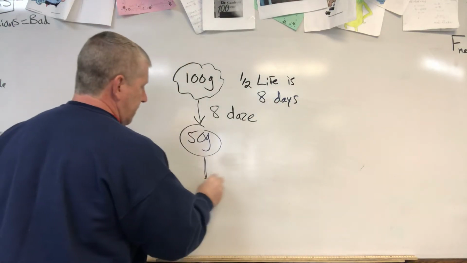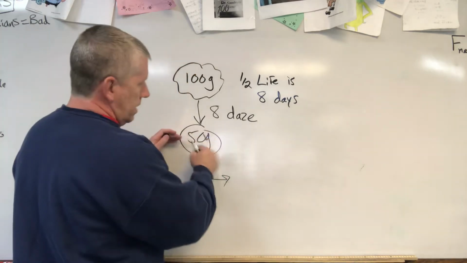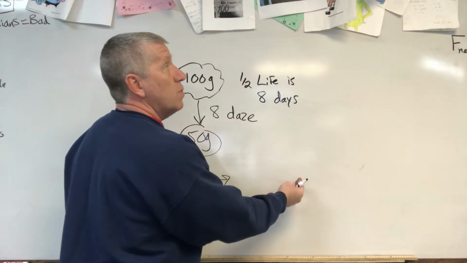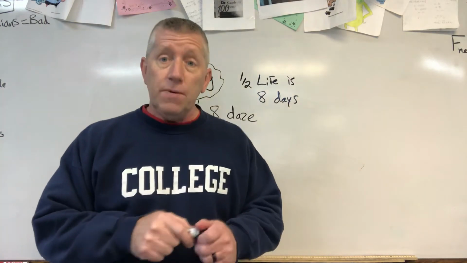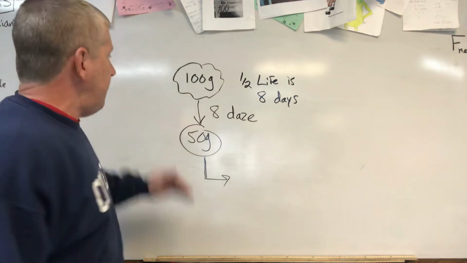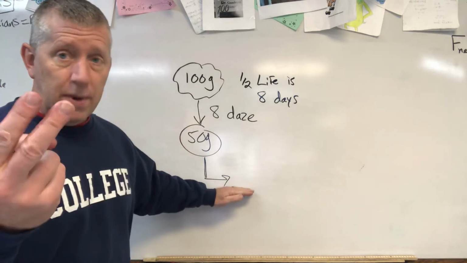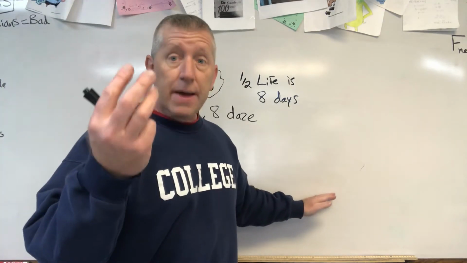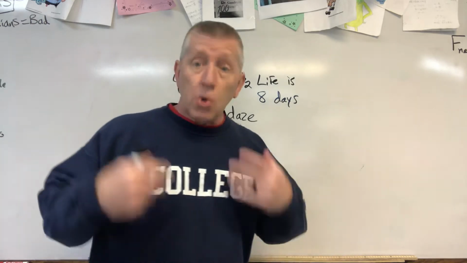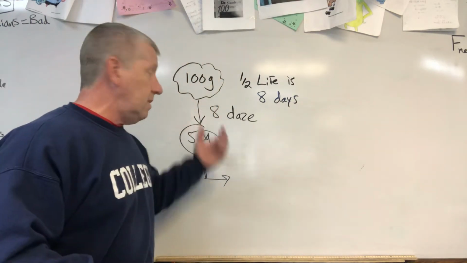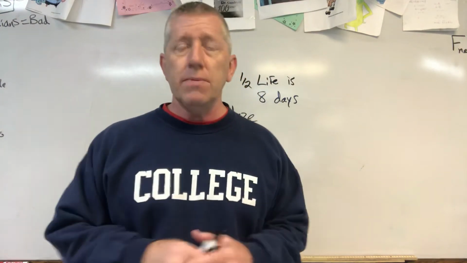So cut it in half 5 times: 50, 25, 12.5, 6.25, 3.125 grams for my example here if I went through 5 half-lives. Okay, there's 1 half-life, 25 would be 2 half-lives, 12.5 is 3 half-lives, 6.25, 4 half-lives, 3.125, 5 half-lives. So after 5 half-lives, which would be 40 days, I'd expect to have around 3 grams left.